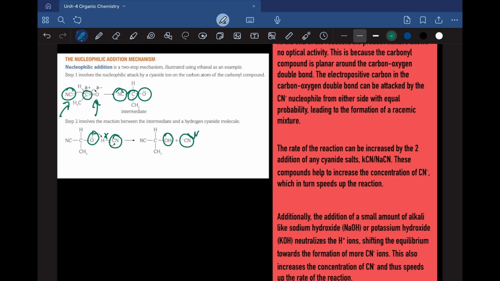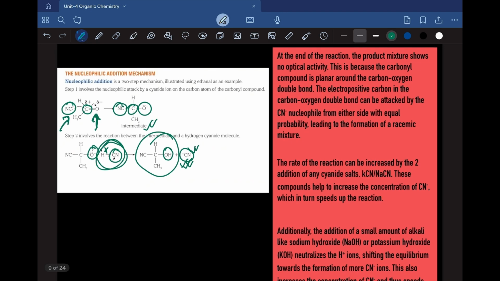So this is basically the nucleophilic addition mechanism, where this reaction involves the intermediate and a hydrogen cyanide molecule as well. Okay, and at the end it will only be left with a CN minus and this whole part. So this is exactly the same thing that we have seen in our SN1 mechanism, because the CN minus nucleophile can attack from either side. So this is what we have written.